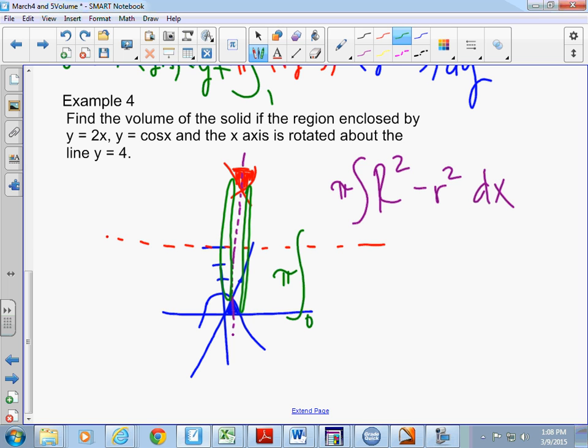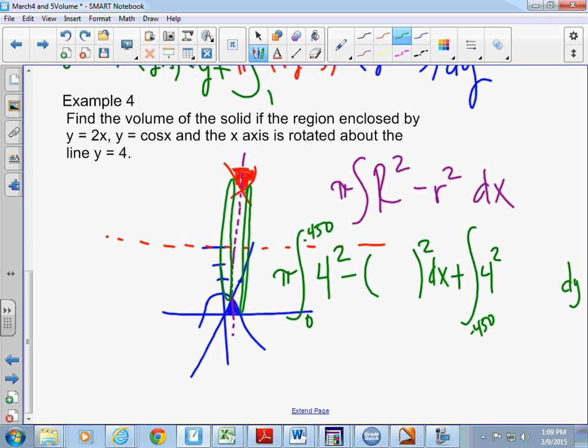The first one from 0 to that intersection. Store it. It's like 0.450. But you'll need to find it and store it. Remember, don't use 0.450. Use the stored value for that. The outside is 4 squared on both of them. Right, outside radius is 4 either way, because those outside circles go all the way down to the bottom.